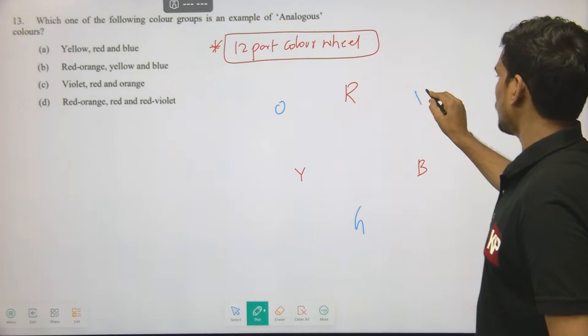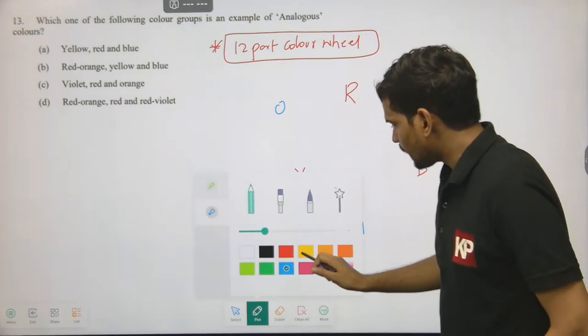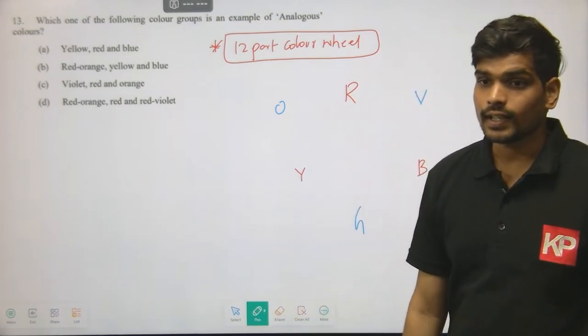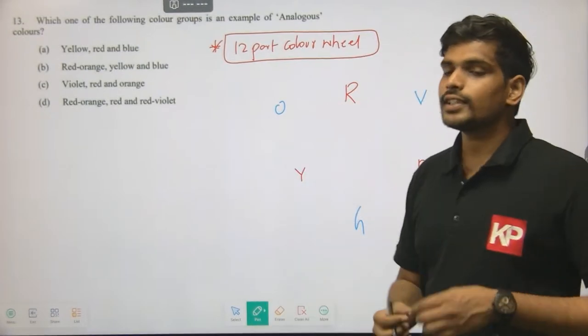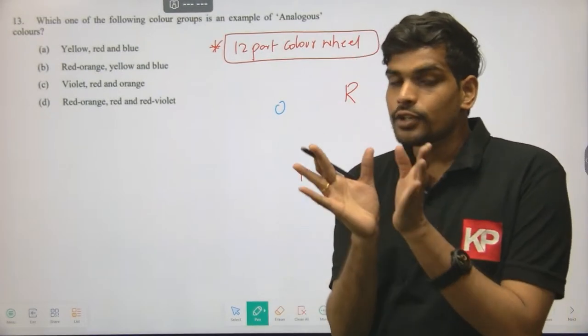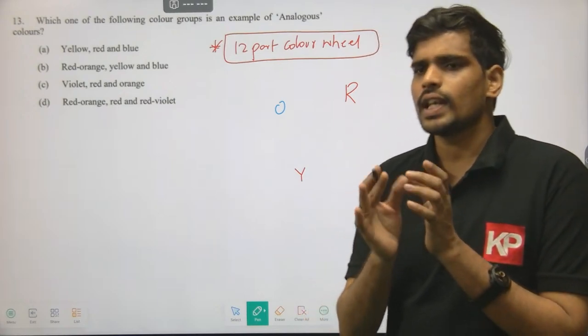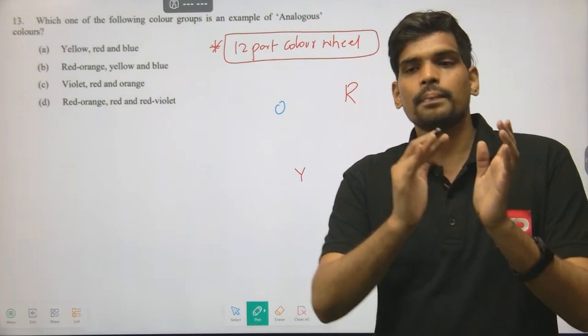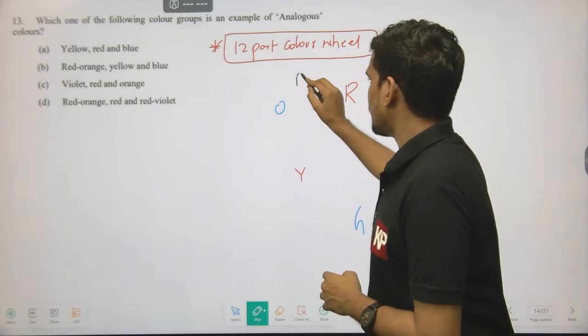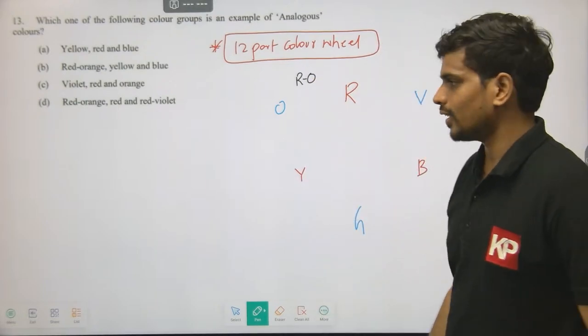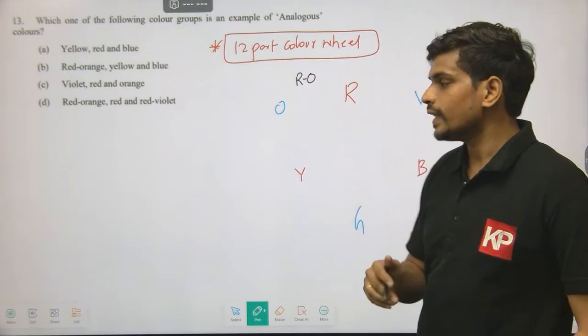This is violet. The next level, by mixing one primary and one secondary, you will get a tertiary color. So always the name of a tertiary color is by mixing one primary and a secondary. So the naming of it also will always be primary plus secondary. So you will write red orange, that is a tertiary color, also called an intermediate color.